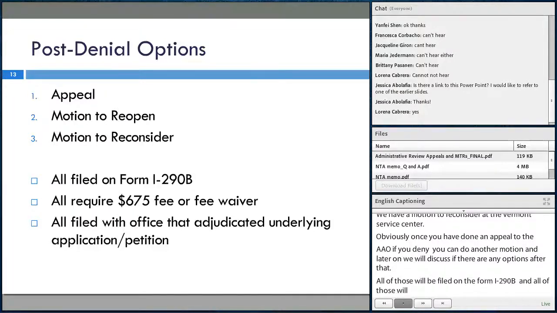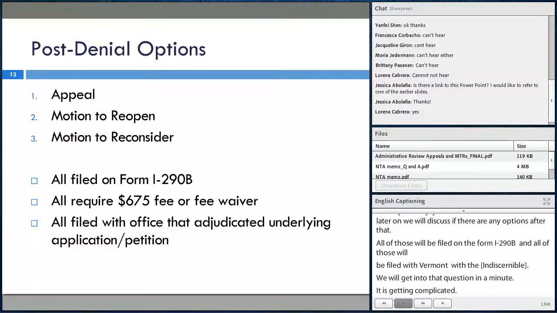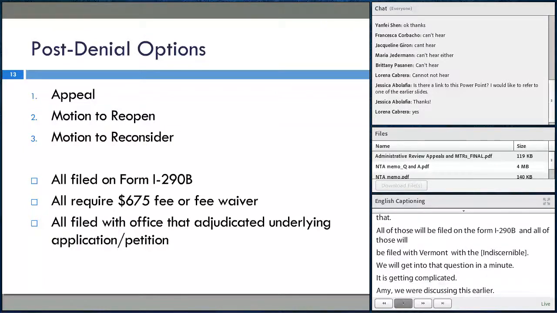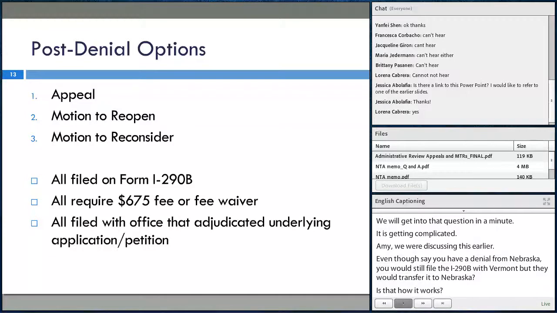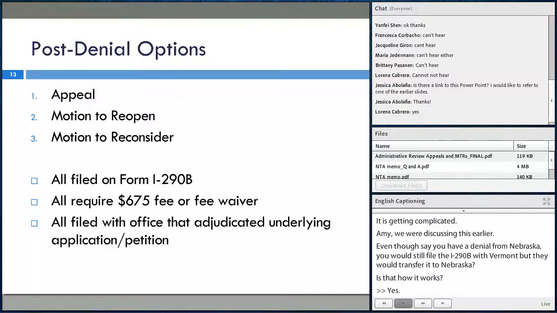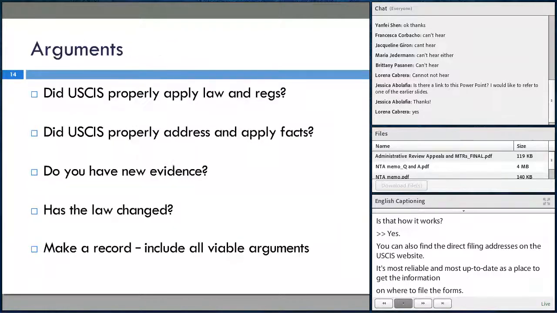And Amy, we were discussing this earlier, that even though, say, you got a denial from the Nebraska Service Center, you would still file the I-290B with Vermont, right? But that they would then transfer it to Nebraska? Is that how it would work? Yes. Okay. And you can also find the direct filing addresses for the I-290Bs on the USCIS website, which is what I would say is the most reliable and most up-to-date place to get the information on where to file the forms. Right. But I think the bottom line is that Vermont is the gatekeeper, essentially, for all of this. Even if it's going to go to the AAO, it still goes through Vermont.